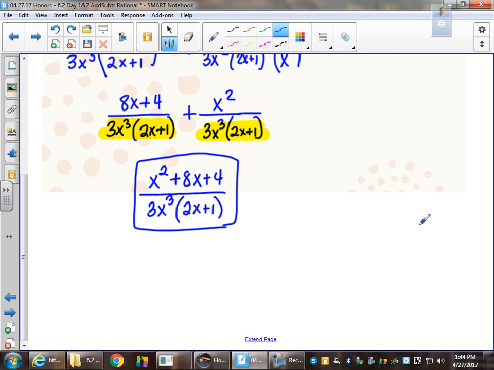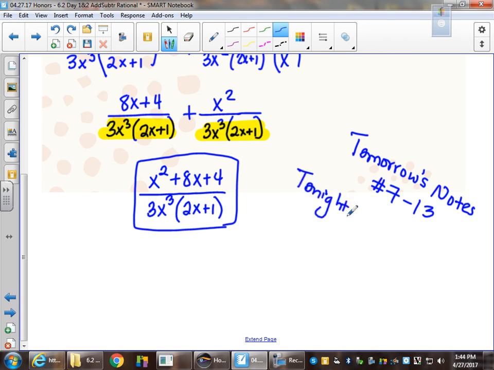That wraps up the first day of notes for adding and subtracting. Tomorrow's notes are numbers 7 through 13, the other half. Tonight's homework is the day 1 and 2 adding and subtracting homework. So that homework will span tonight and tomorrow night. I kind of recommend doing half tonight, half tomorrow.